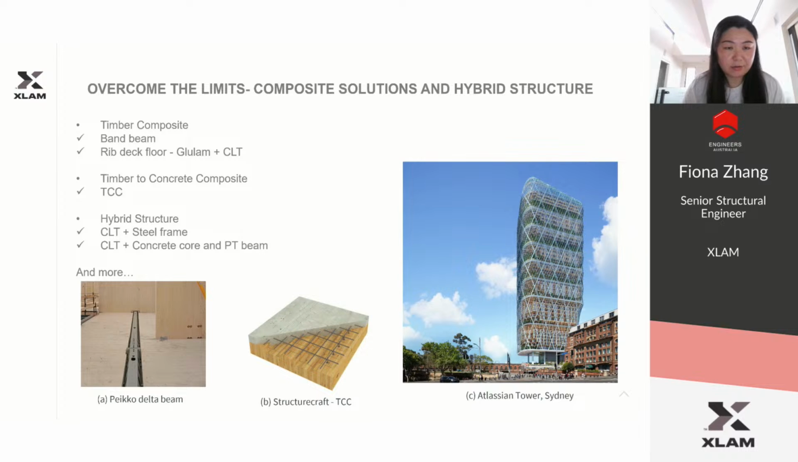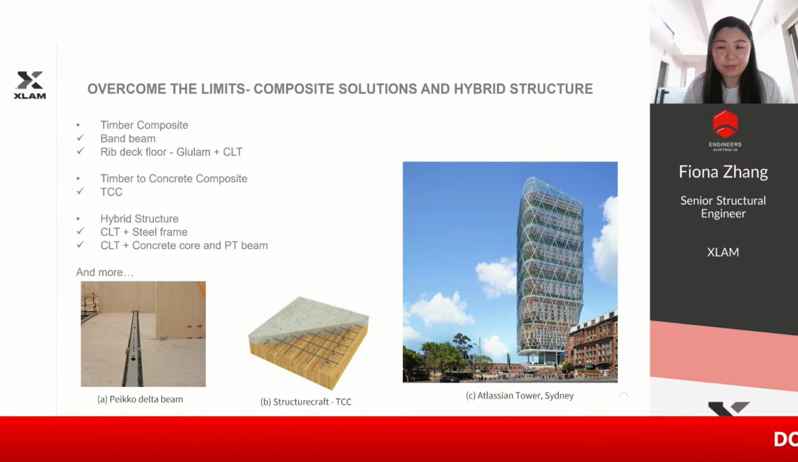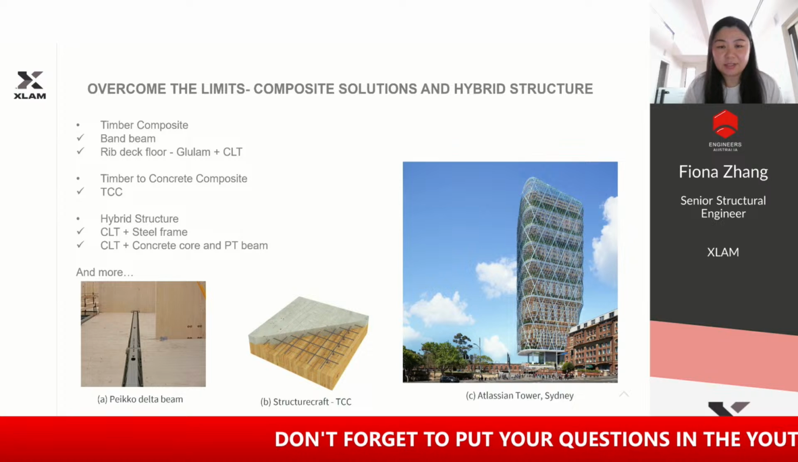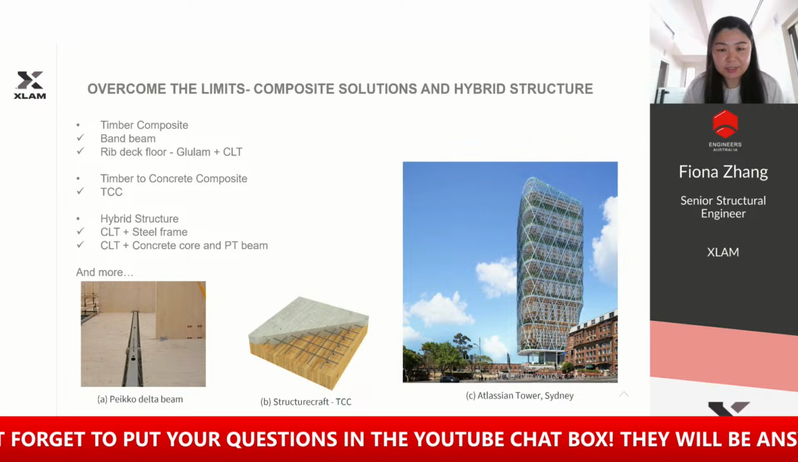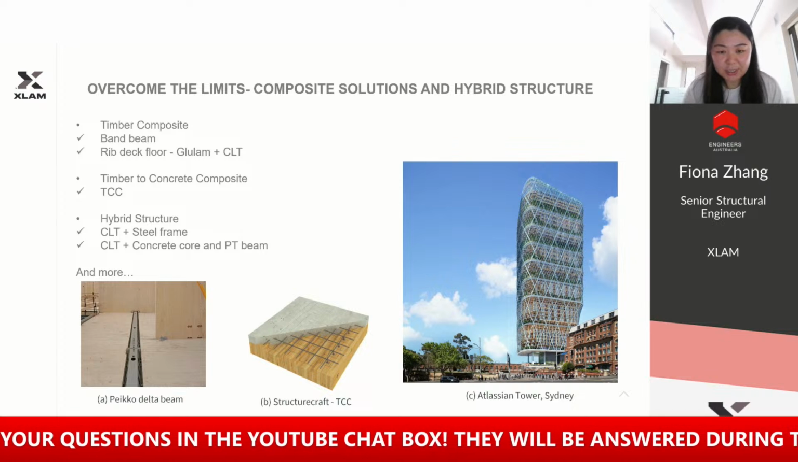And also, there's some hybrid structure. So CLT can be used as a floor diaphragm within the hybrid system with a braced steel frame or with a concrete core. In these buildings, the CLT is used with established construction approaches, and the best of both worlds can be targeted. The system can offer higher span and assist in overcoming the limits on building height, span, and vibration requirements. So there's another example, the famous project at Atlassian.